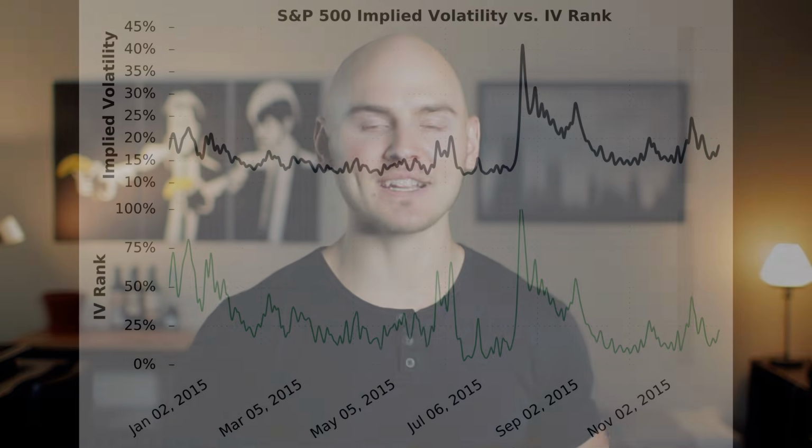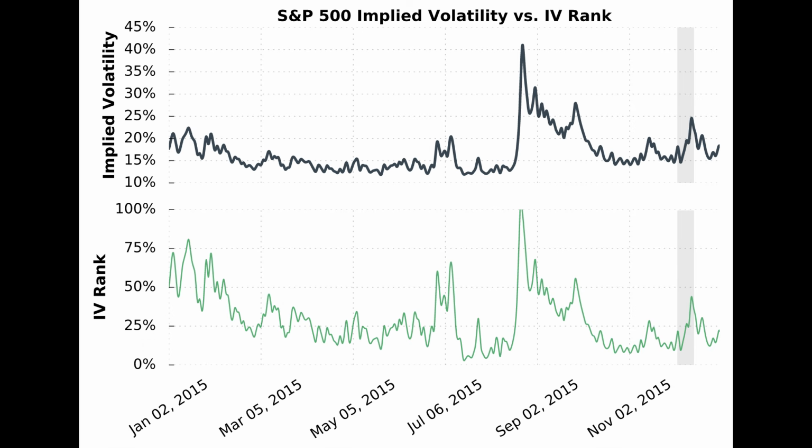After that abnormally high level of implied volatility, we're going to look at IV rank and see how it behaves after that implied volatility spike relative to how it behaved before that spike in implied volatility. If you focus your attention to the very first days in this chart, you'll notice that the S&P 500 implied volatility was around 22.5%, which translated to an IV rank over 75%.